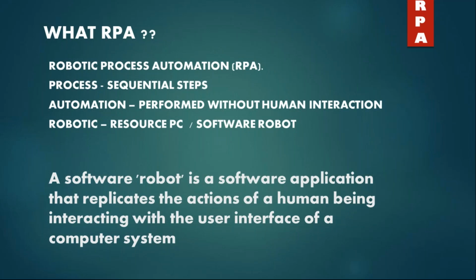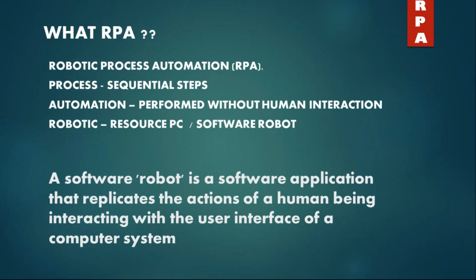Why is it called a resource PC? Whatever automation tool is installed on our machine, we call that machine a resource PC, also called a software robot. So we need to combine the three words: sequential steps that are performed without human interaction by using a resource PC or software robot. Then we call it robotic process automation, simply RPA.